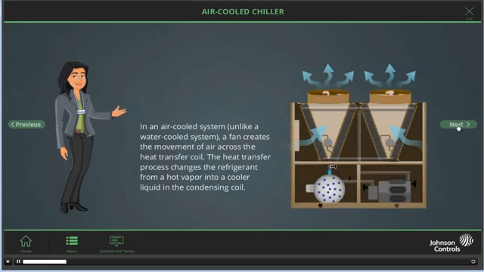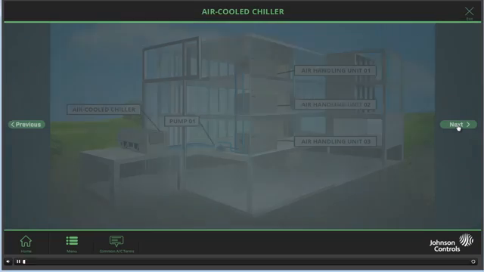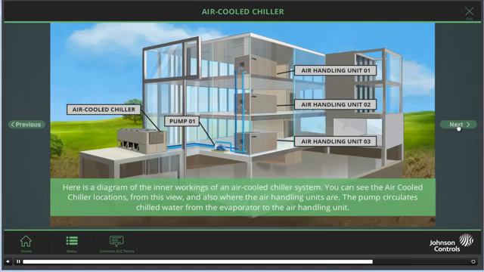In an air-cooled system, unlike a water-cooled one, a fan creates the movement of air across the heat transfer coil. The heat transfer process changes the refrigerant from a hot vapor into a cooler liquid in the condensing coil. Here is a diagram of the inner workings of an air-cooled chiller system. You can see the air-cooled chiller locations from this view and also where the air handling units are. The pump circulates chilled water from the evaporator to the air handling unit. We will talk a bit more about air handling units in the water-cooled chiller section.